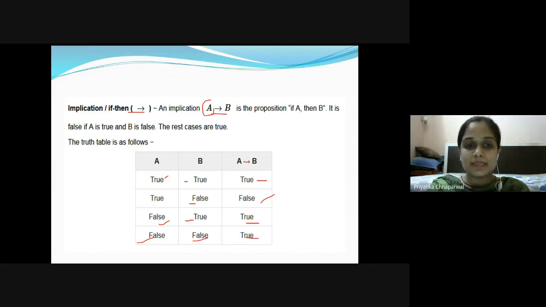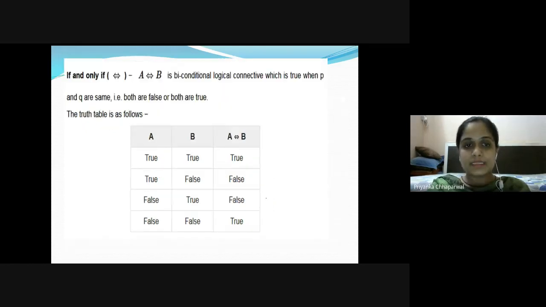Means in implication, in the if-then operator, what will happen: if A then B, it is false if A is true and B is false. Means if your A is true and B is false, then in this condition it will be false. In all other cases, it is always true. Then comes the biconditional. Biconditional means if and only if.